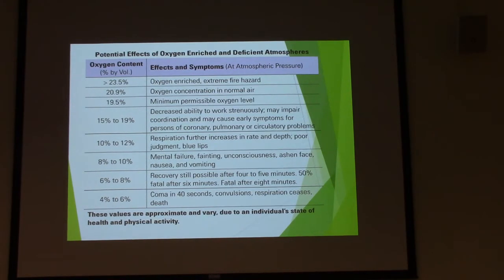If our oxygen, as you can see here by percent, is 10 to 12%, respirations further increase in rate and depth, there is poor judgment, and they start to get blue lips. If we have 4 to 6% oxygen, coma within 40 seconds, convulsions, respirations cease, and it ultimately leads to death. Anything greater than 23.5% can be an extreme fire hazard for these patients.